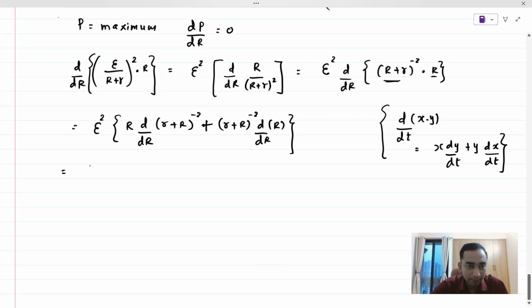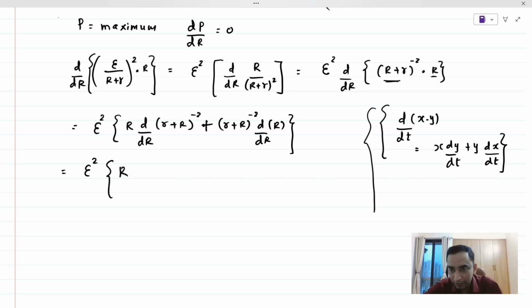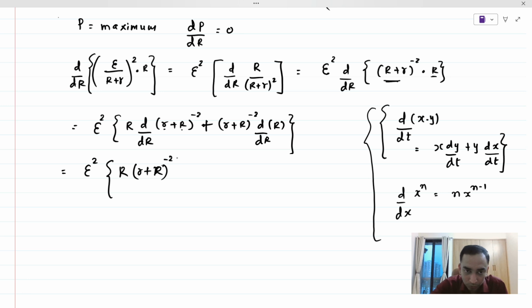So in the next step, this is E square, then I get R. Now we do know that d by dx of x raised to n is equal to n x raised to n minus 1. So here also R plus r, small r is anyways constant. So this will be R plus r, minus 2 minus 1 times, this minus 2 will come in front. All right. So this minus 2 will come here, and then raised to minus 2 minus 1. And then for the next part, this is R plus r whole raised to minus 2. d by dR of R is simply 1.